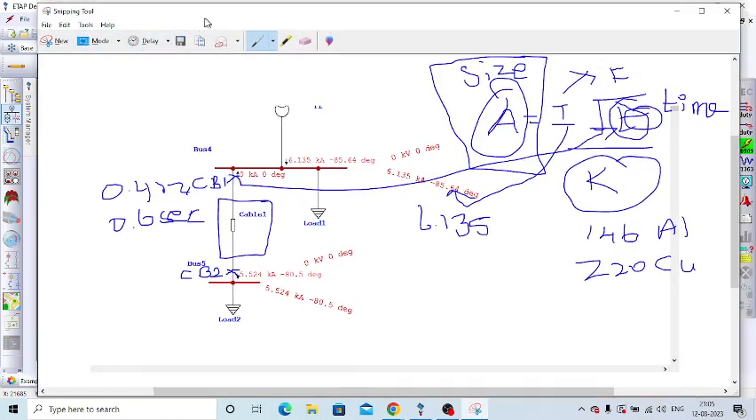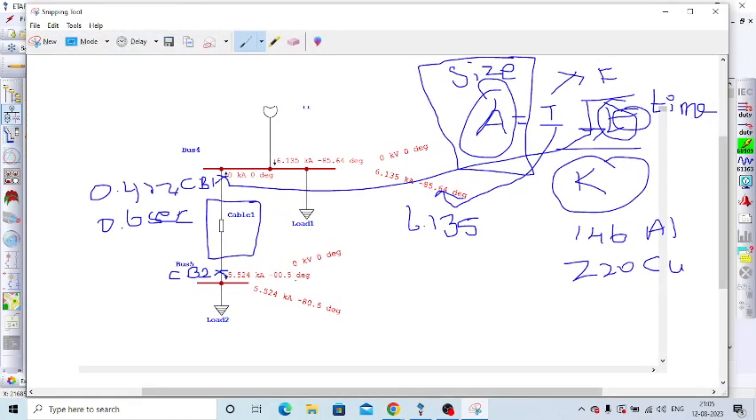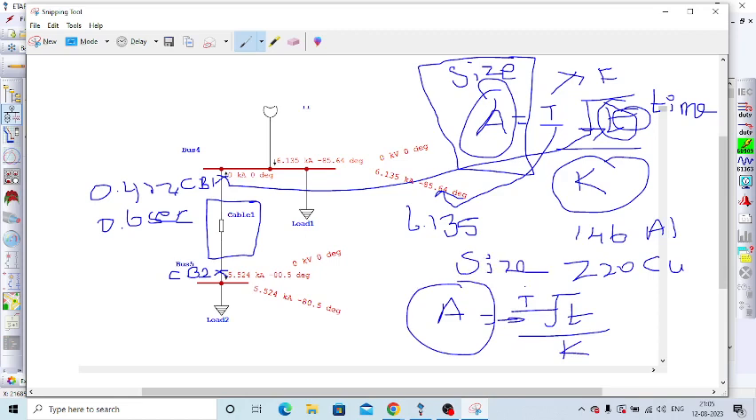Okay, so I hope you all understand how the cable selection has been done. Several criteria are there. One of the criteria is that the cable has to withstand the fault current flowing through it. This is the formula: A equals I into root T divided by K. A is the size, I is the fault current in ampere, T is the breaker operating time, K is the constant for the cable material.